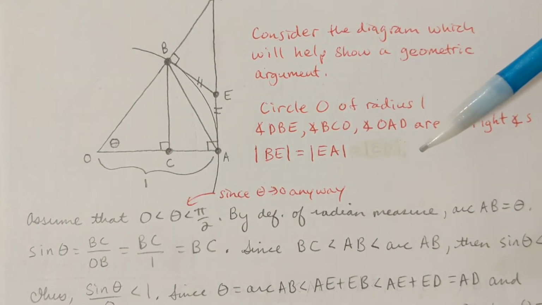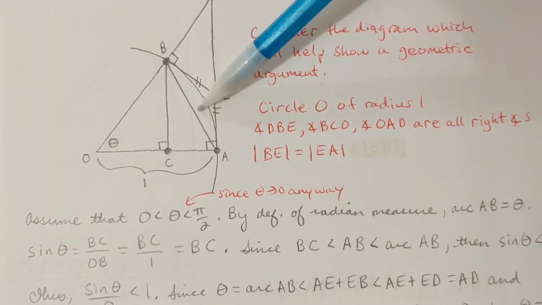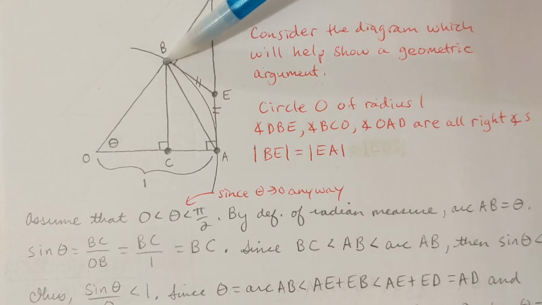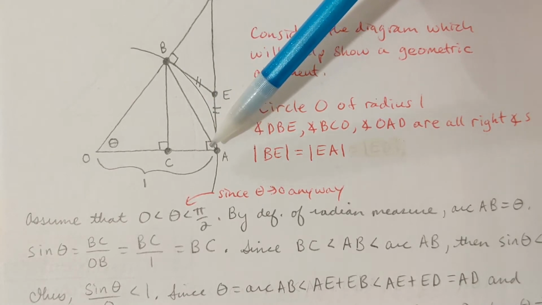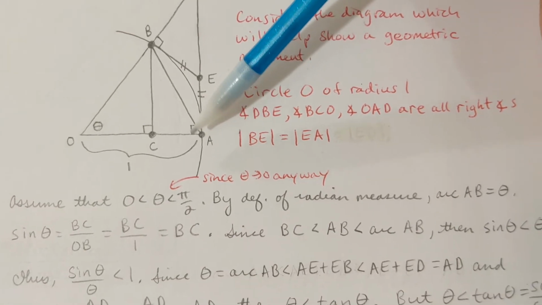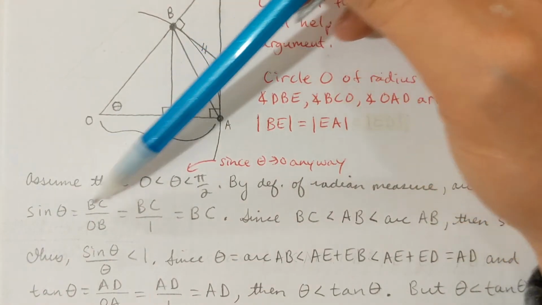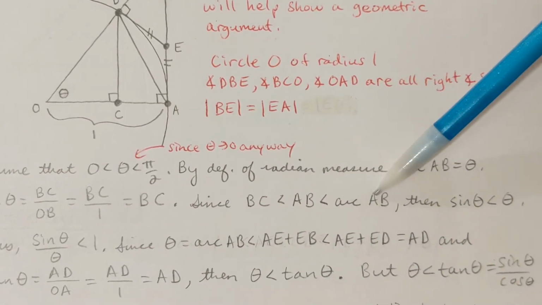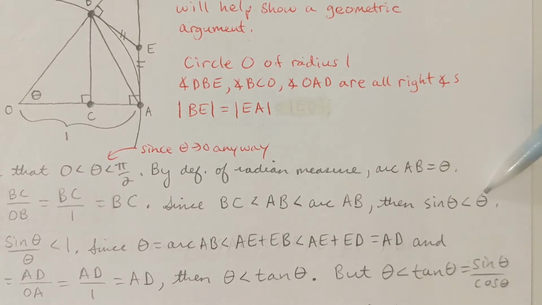Okay. Now, side BC is going to be less than side AB in this right triangle here, because side AB is the hypotenuse of this right triangle, and of course the hypotenuse is always the biggest, has the biggest measure there. Side AB is going to have a measure that is less than arc AB, and BC, that's what I was calling sine theta, that's what that's simplified to be. And arc AB, that is theta. Okay, so I can conclude that sine theta is less than theta.